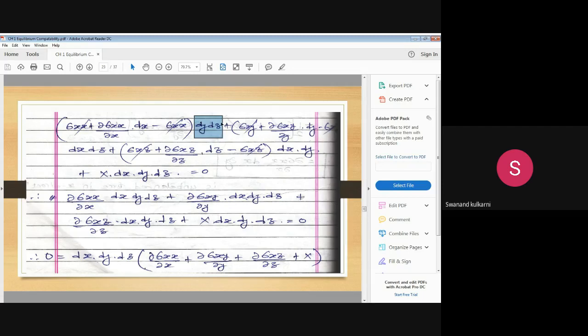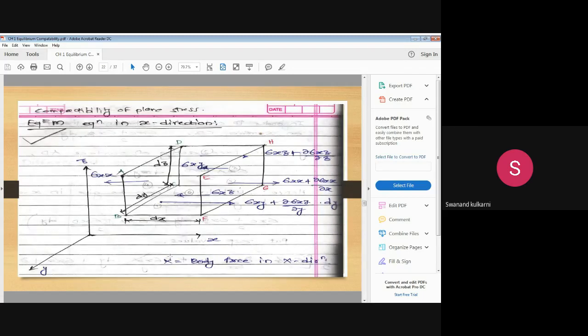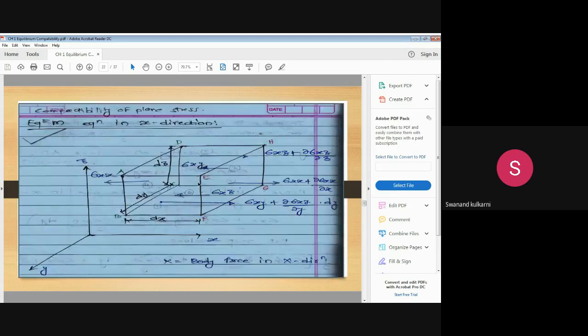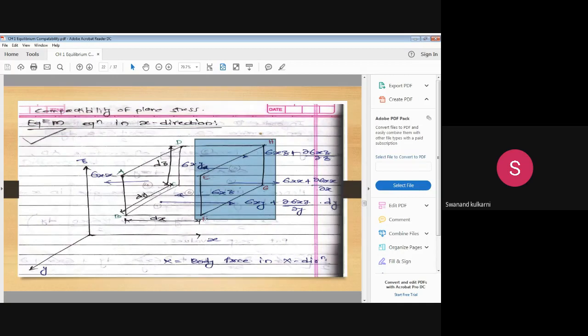Is it okay? If we refer to this figure, dy is the thickness along the y-axis, and this is the thickness along the z-axis. So this particular FG is the thickness along the y-axis, and this is the thickness along the z-axis. Is it okay? So for this particular surface, if we take the surface EFGH into consideration, what will be the area? For that, this is dy dz. Yes, dy dz, and that's why here we have considered dy dz.